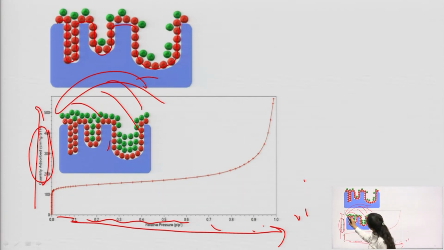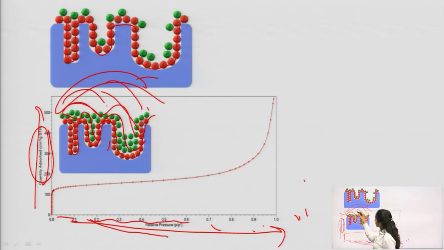सो सबसे पहले इसमें क्या बनेगा, मोनोलेयर. गैस को आपने पर्ज किया, मोनोलेयर बना. इसके बाद भी रिलेटिव प्रेशर बढ़ाते जा रहे हो, दूसरी लेयर बनी, then third layer, then fourth layer, then sixth layer, then multilayer. But हमें क्या चाहिए? We need only this monolayer, the volume of gas which is required to make a monolayer.